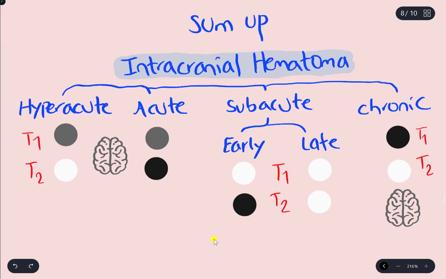To sum up, intracranial hematoma can be easily diagnosed in MRI in subacute stage, whether it was an early or late, because it gives a bright signal in T1. And as I mentioned before, lesions with a bright signal in T1 are very limited. While hyperacute and acute hematoma, it is an iso-intense signal in T1, and in chronic hematoma, it is a hypointense signal in T1. And you have to look in T2 to confirm the diagnosis and the stage of the hematoma.